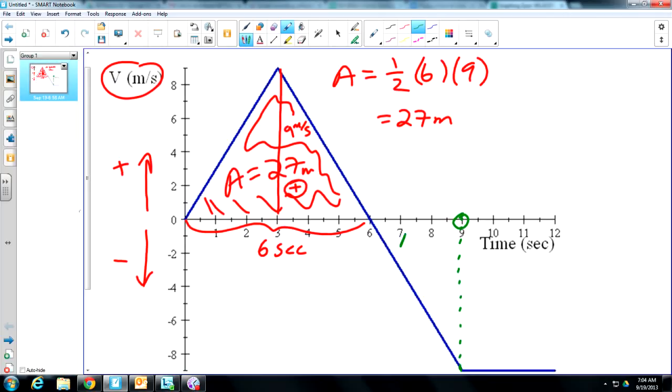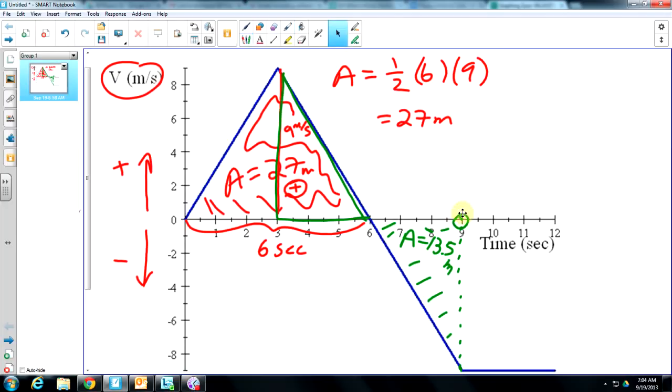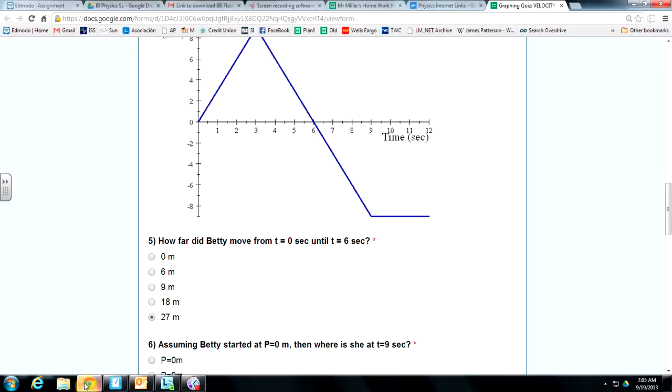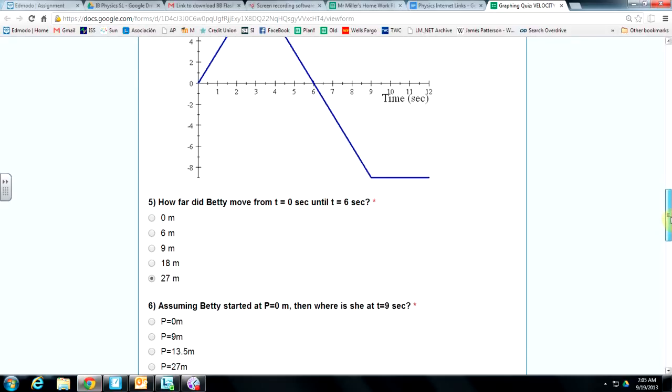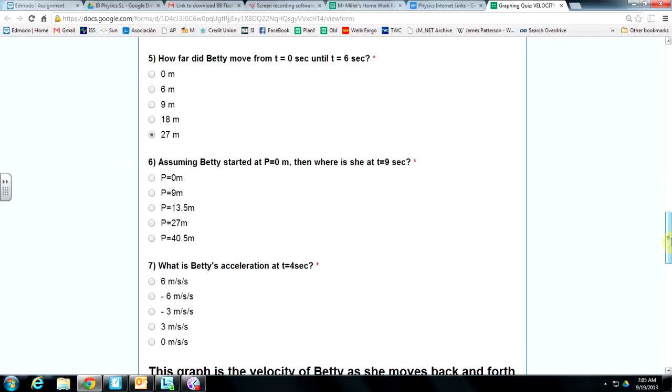So to figure that out, we'll need to figure out this area here in the negative region. But that's half of one of these earlier triangles. So I think that we can just take half of 27, and that gets us 13.5 meters. Okay, and we're going to think of this as a negative number. And so this means that she came back halfway because she went 27 meters forwards, but then turned around and came negative 13.5 back. So she still has positive position, but it's at 13.5 meters.